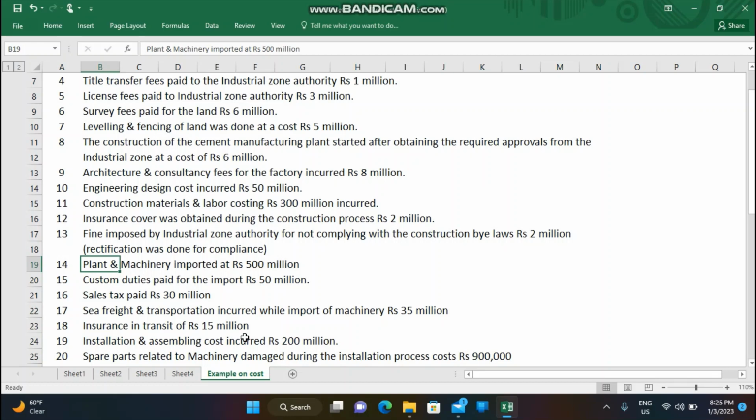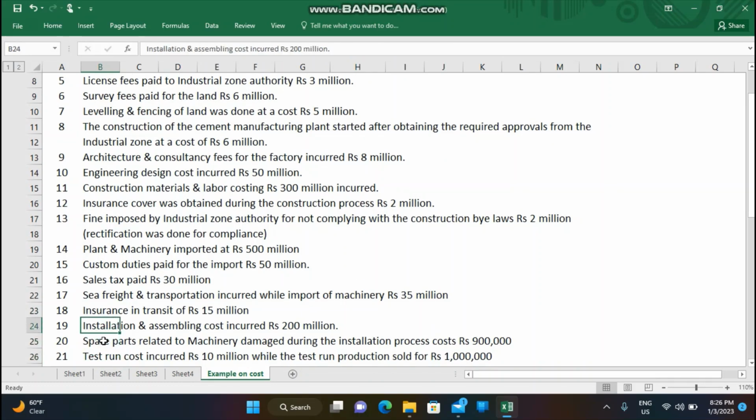Plant and machinery imported at rupees 500 million, custom duties paid for the import rupees 50 million, sales tax paid 30 million, sea freight and transportation incurred while import of machinery rupees 35 million, insurance in transit of rupees 15 million, installation and assembling cost rupees 200 million.